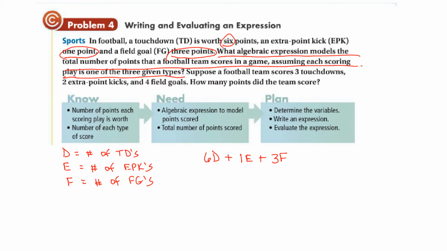Now it asks me to suppose a football team scores 3 touchdowns, 2 extra point kicks, and 4 field goals. How many points did the team score? I'm just going to evaluate. I'm going to substitute those values in for my variables. 3 touchdowns, 2 extra point kicks, and 4 field goals. So I substitute them in, and I end up with 32 points.